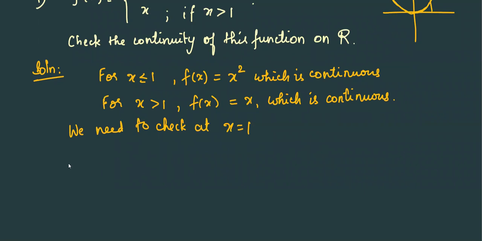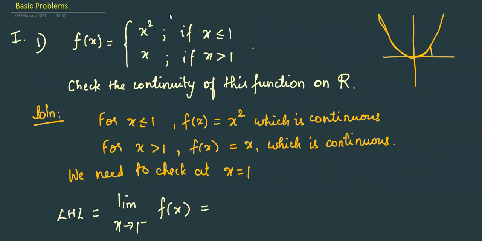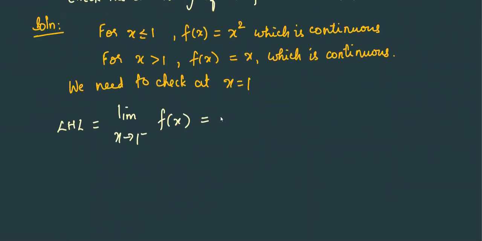So left hand limit. Left hand limit is limit x tends to 1 minus f of x. x tends to 1 minus means values lesser than 1, so this x is less than 1, so f of x will be x square. So this is limit x tends to 1 minus x square, which is equal to 1 square, which is equal to 1.